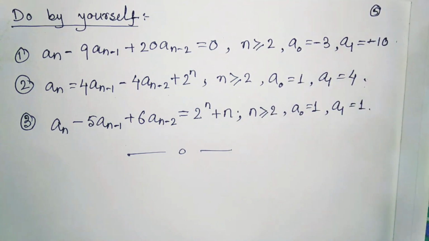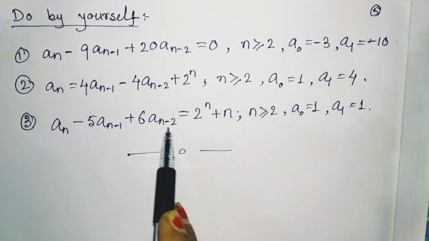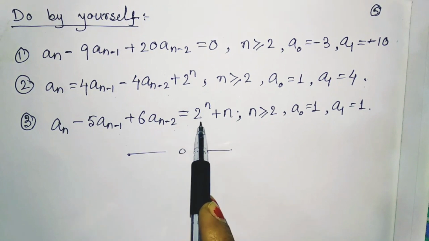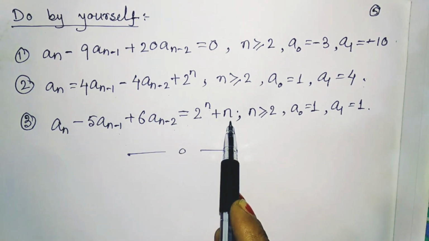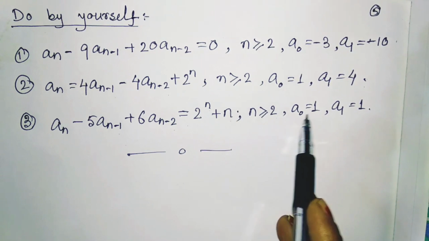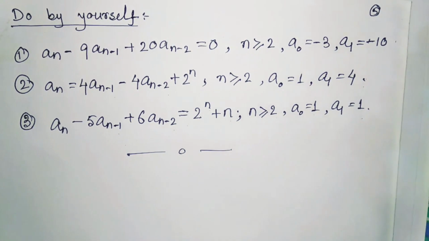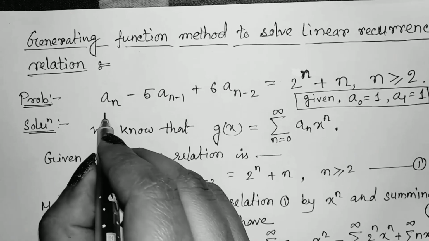One more question is given, that is a_n minus 5a_{n-1} plus 6a_{n-2} equals 2^n plus n, where n is greater or equal to 2 and the initial conditions are a0 equals 1 and a1 equals 1. Solve these three questions by yourself. Question is this one.